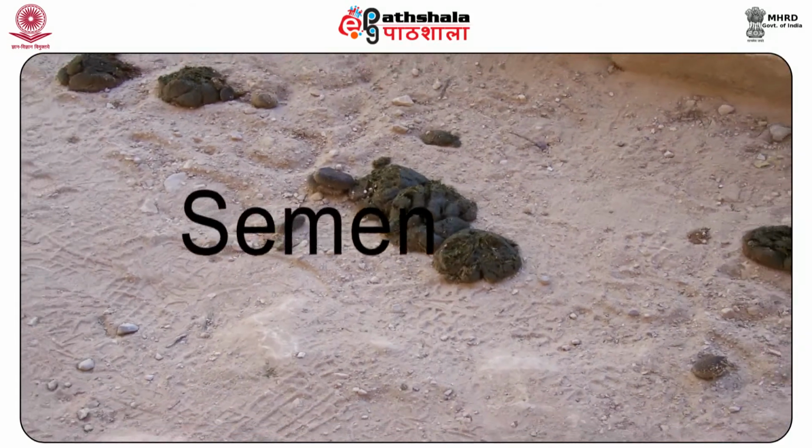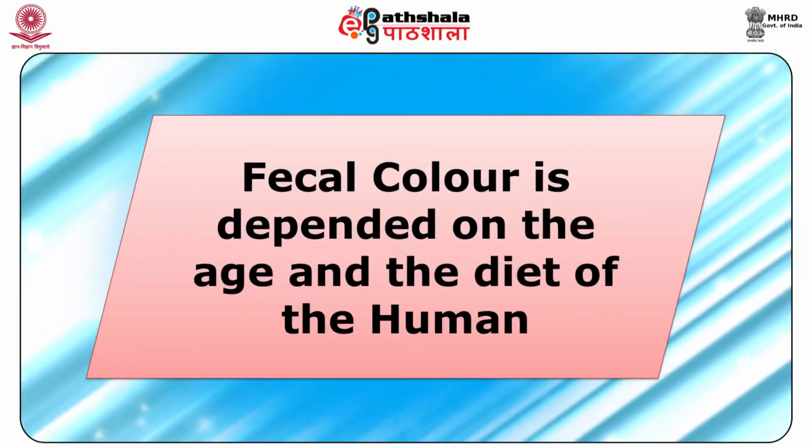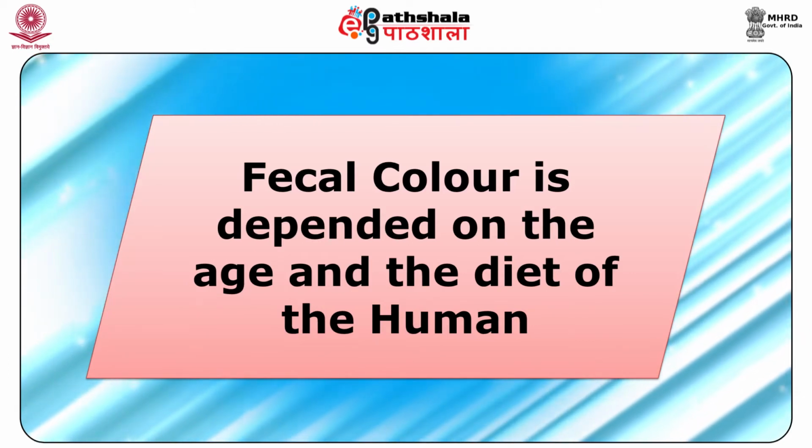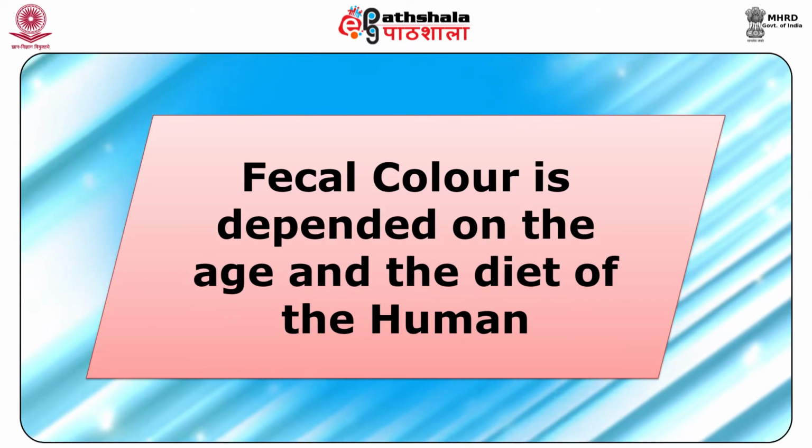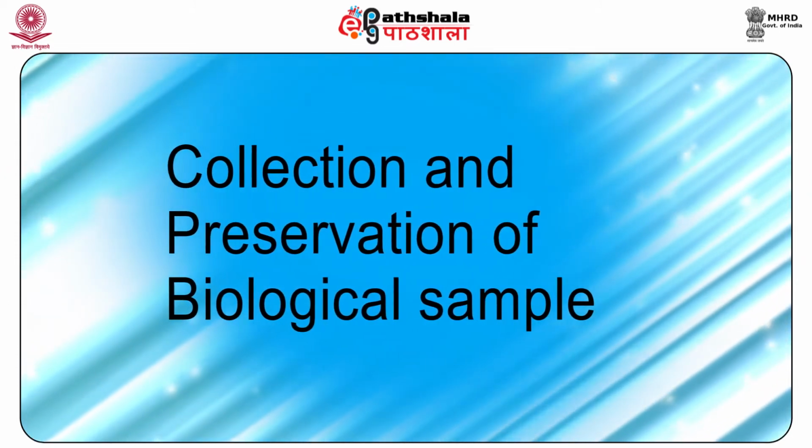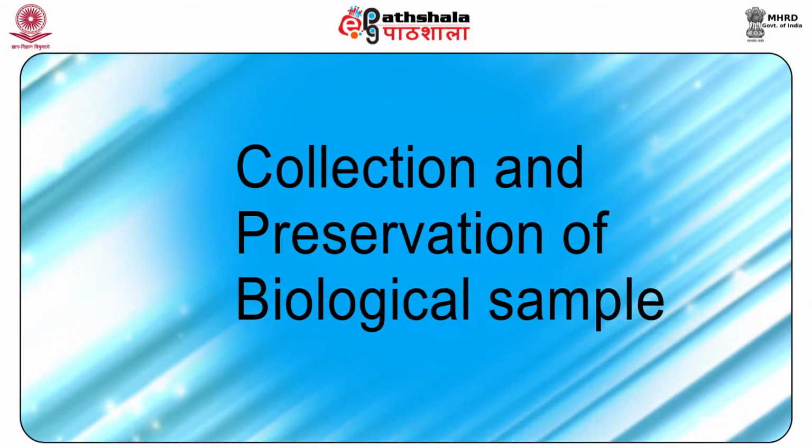Next we have fecal matter. Fecal color is dependent upon age, gender and diet. Mainly it is yellow in color. It is found rarely at the crime scene. Now we will learn about the collection and preservation of biological samples.